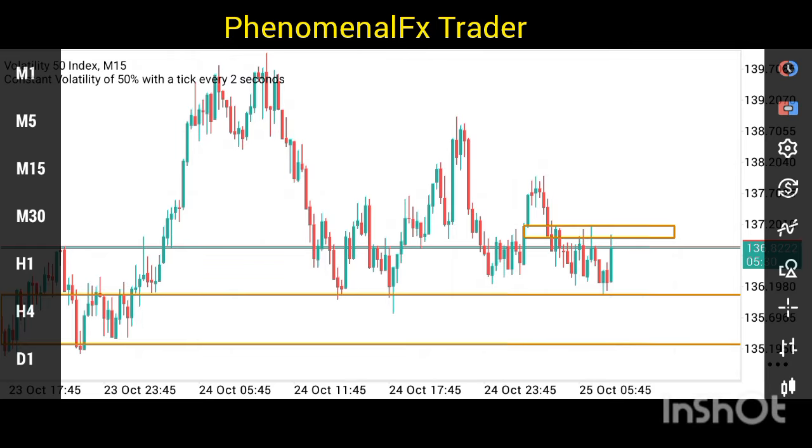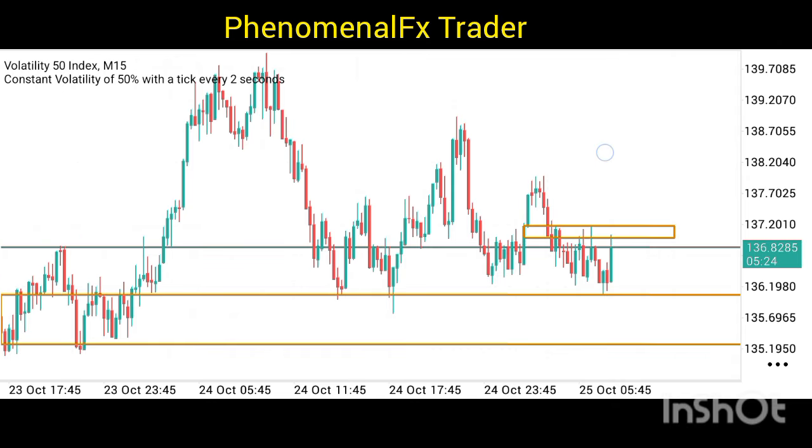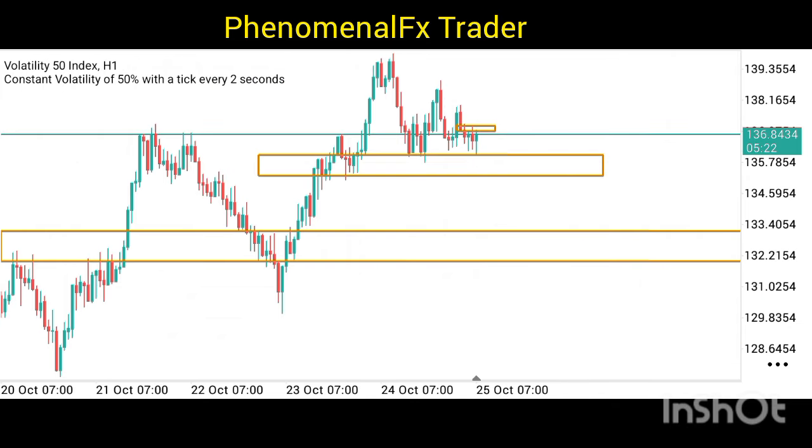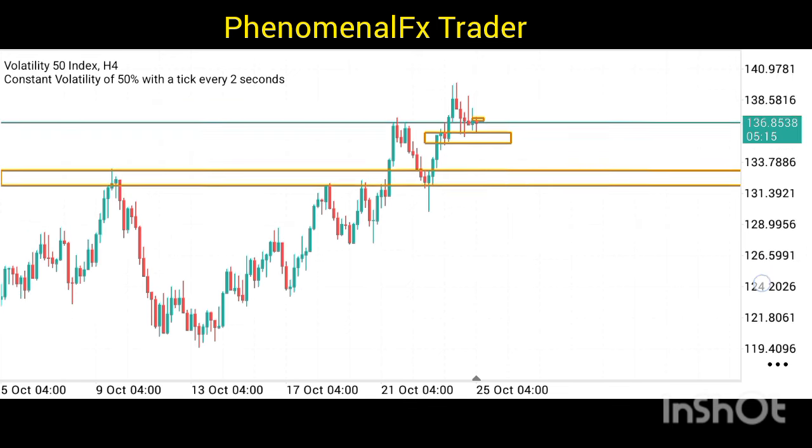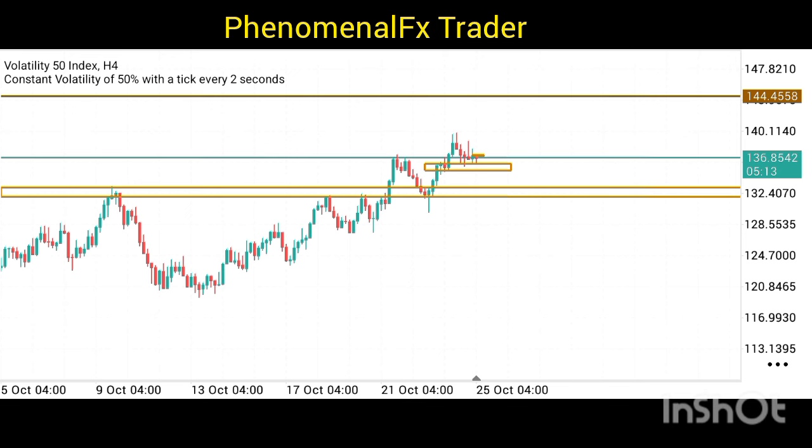Okay, so this pair stands a chance of giving some profit, because once the market is able to get out of this consolidation, we are expecting it to buy massively to that zone we see on the daily time frame, and it's going to be massive profits, guys.